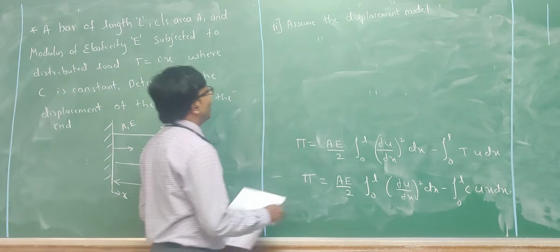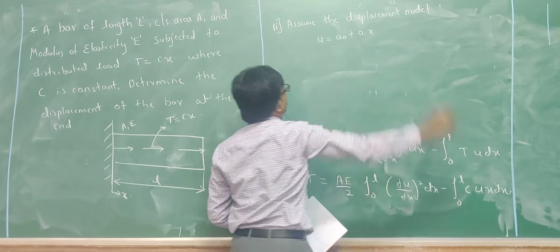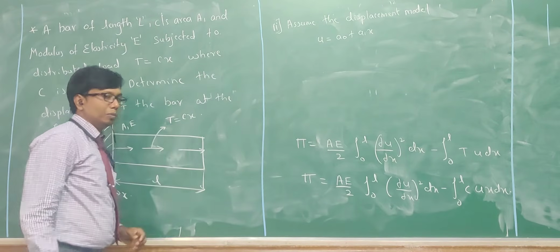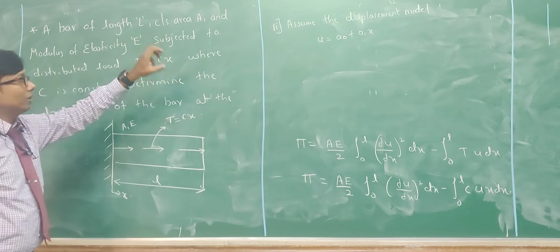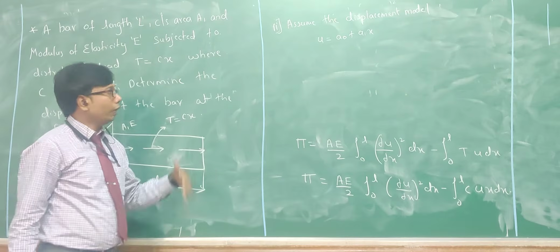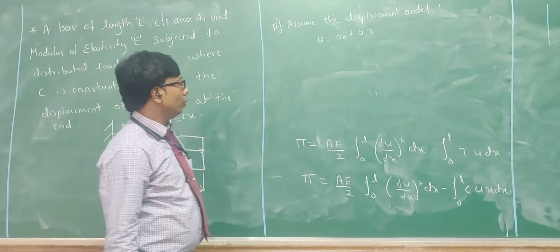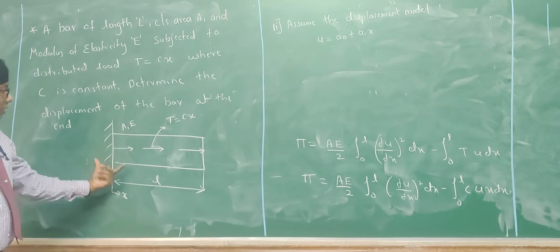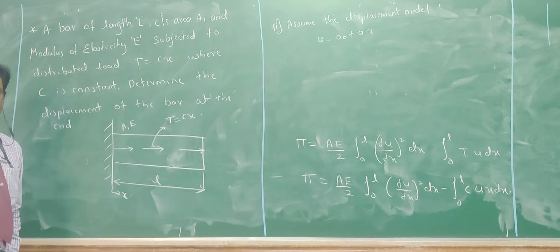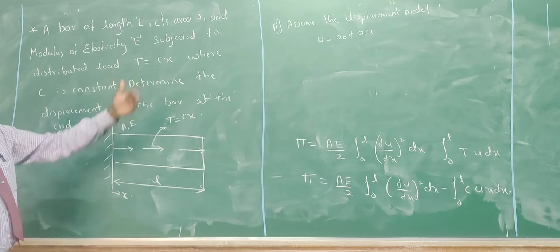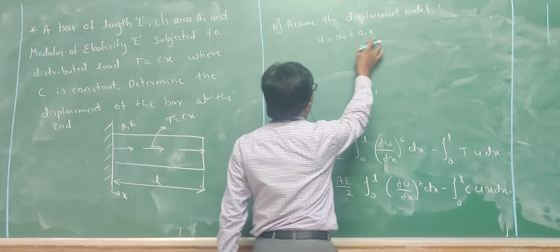So for the model I will choose u is equal to a naught plus a1 x. Whenever you choose the displacement model, it is an assumption which we are just taking. Sometimes the displacement model might be wrong, and you need to take a higher order like x square, x cube, or x raised to 4. But for this simple problem, only two constraints are there, so we can easily take two constants. If more constraints are there, you need to go for higher order polynomials. So this is u is equal to a naught plus a1x.